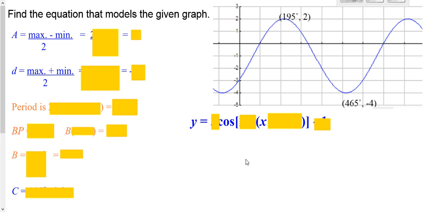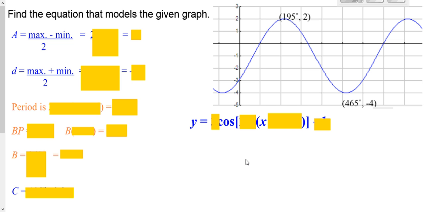Well, in the last video, we looked at having an equation or a function that had amplitude, phase shift, vertical shift, and a change in period, and graphing that. We're now going to work backwards. We're going to start with a graph and then work backwards to the equation.